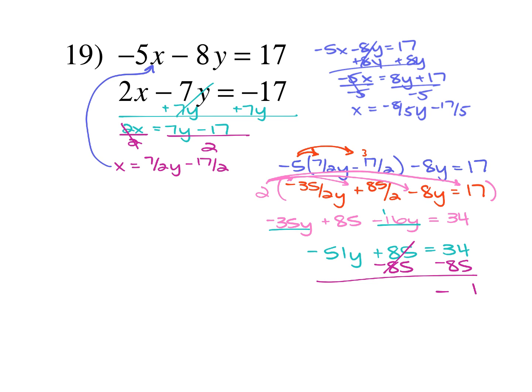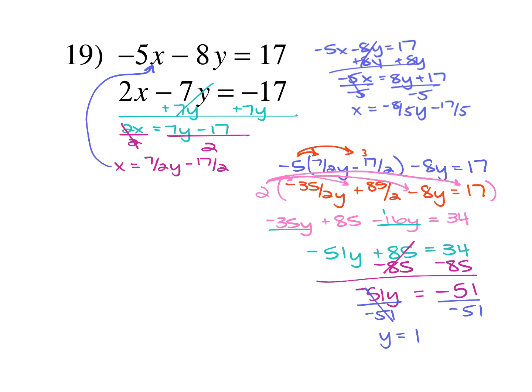5 minus 4 is 1. 8 minus 3 is 5, so it's negative 51 is equal to negative 51y. Divide each side by the negative 51. And you get that y is equal to positive 1.